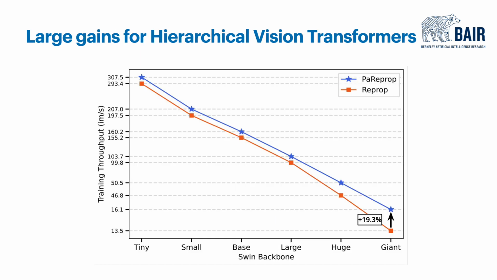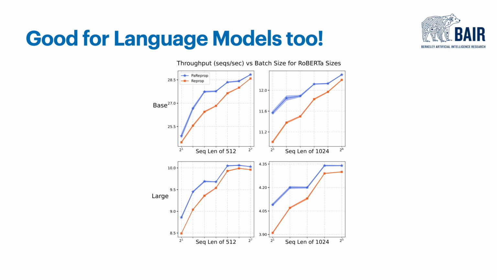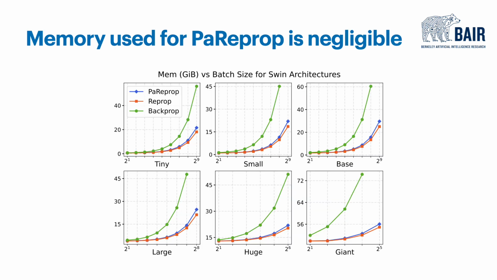This is a general trend which we find, which is that PaReprop has the largest gains for hierarchical vision transformers, achieving up to a 20% speedup in throughput on Swin giant models. This, we hypothesize, is due to their non-homogeneous nature, as they have many small operations which are especially amenable to parallelization. We find that our method is also good for language models, testing this on a reversible RoBERTa implementation that we came up with, while testing on both base and large sizes and two different sequence lengths.